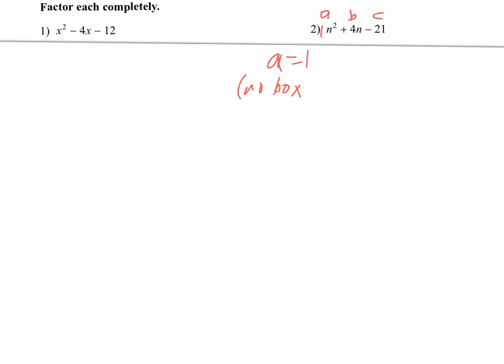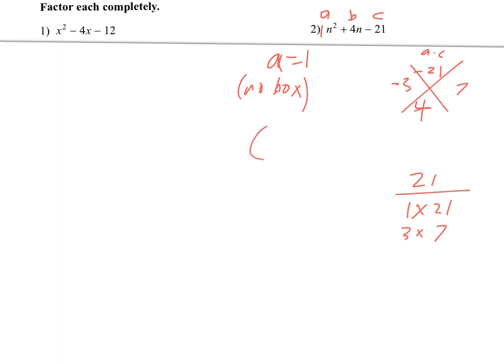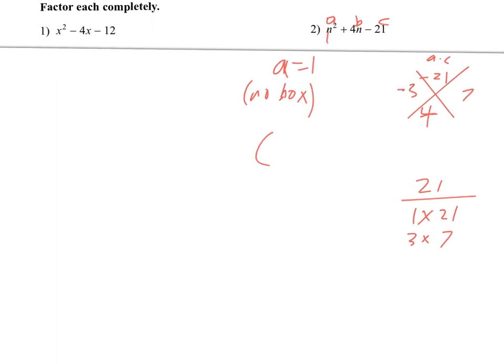We can just do the X. So I'm just going to do the X here, and we're going to do A times C up top, thinking about two numbers that multiply to negative 21 and add to 4. So I'm going to break down 21. So 1 times 21. Let's see, 3 times 7, and that's it. So 3 and 7 will work here. If I make the 3 negative, that's going to multiply to make negative 21 and add to make 4. So I can just write this as n minus 3 and then n plus 7.